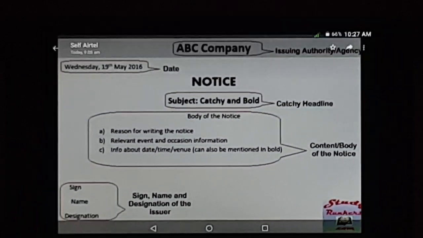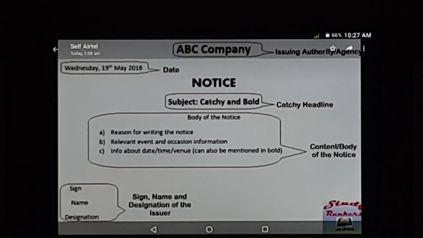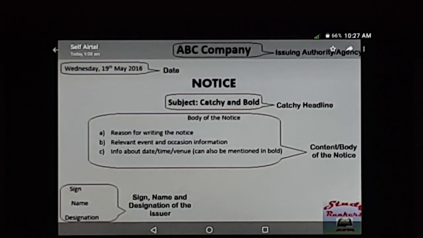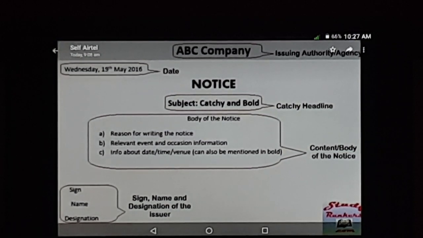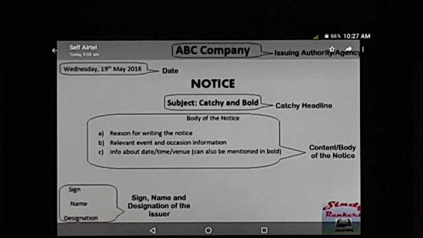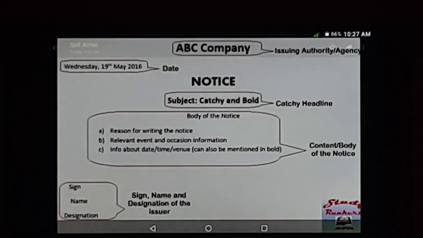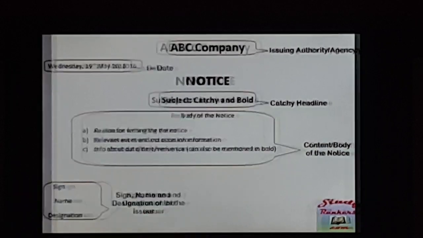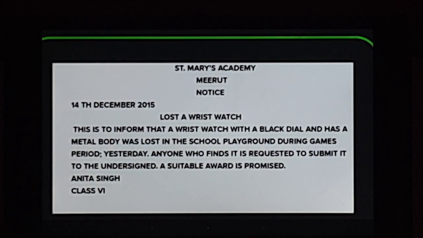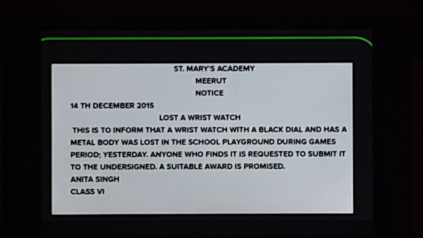Again, see, name of the organization. Then we have the date. Then we have the word notice. And after that, the subject, body, then signature, name, and designation. See, these are all different kinds of notices we are putting up. Now, this is the main one which we will follow. Remember this. This is the main one which we will follow.